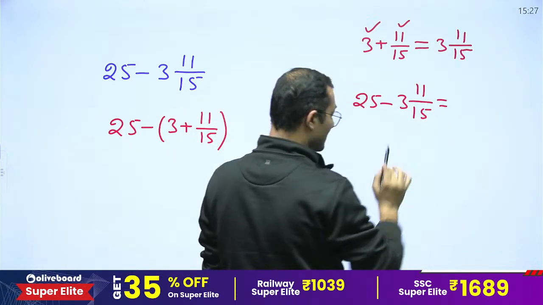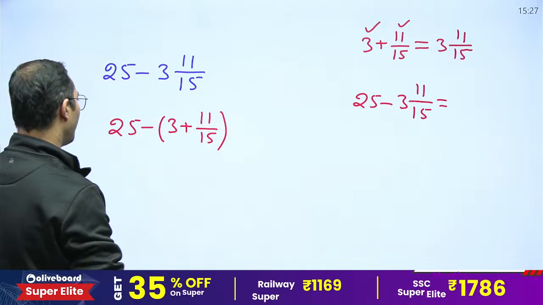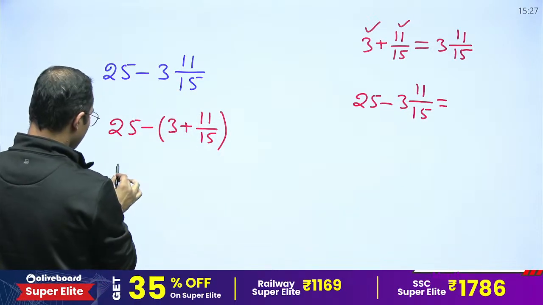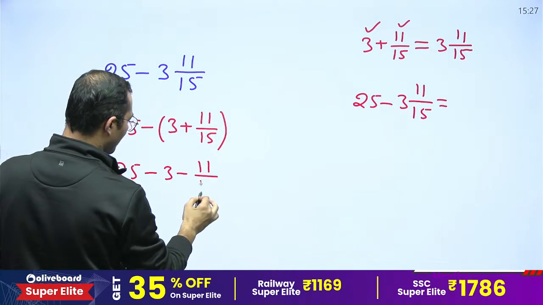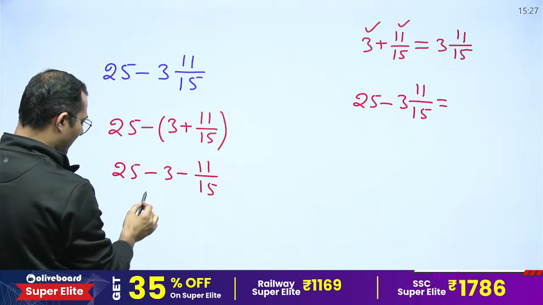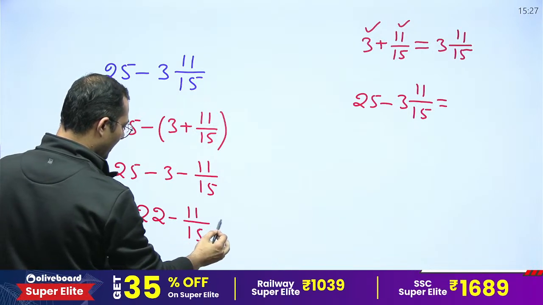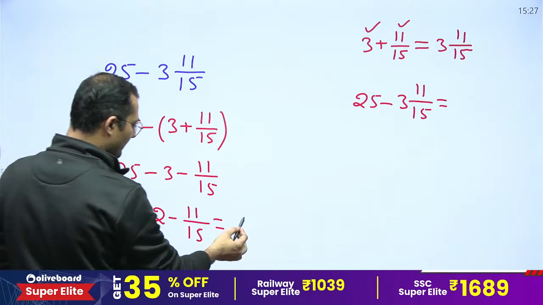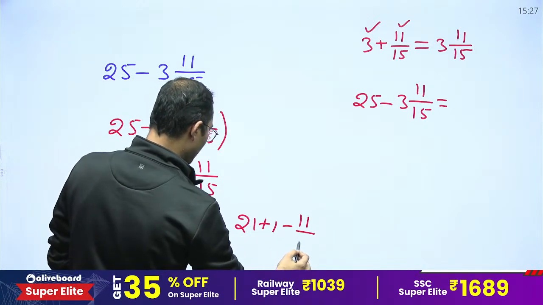So it is a little bit tough. So we have to understand each and every step clearly, right? So we can write it like this. See, 25 minus 3 minus 11 upon 15. See, 3 is already subtracted. So 22 minus 11 upon 15. Is this clear? So now we split it like 21 plus 1 minus 11 upon 15, right?